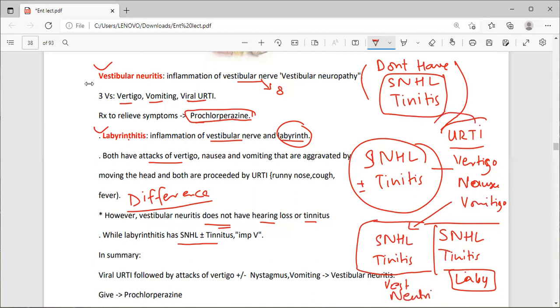They all are preceded by an upper respiratory tract infection. So the scenario will start with an upper respiratory tract infection, and it will go towards vertigo, nausea, vomiting. So at the last, there are two differences between them. One is sensorineural hearing loss, which is present in labyrinthitis, and tinnitus also, and there is no, big no, to vestibular neuritis.